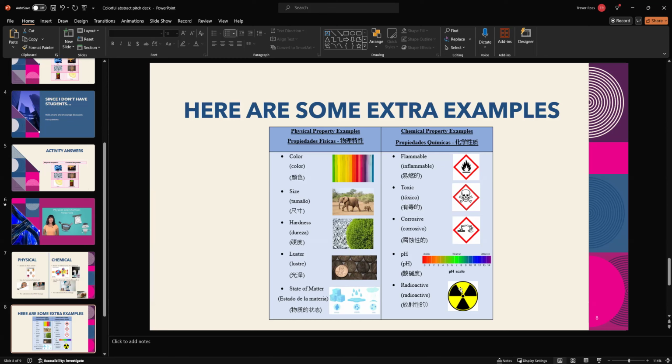Does it let off radiation? Is it dangerous to be around? That is an example of a chemical property. So you'll have all those sheets to remember and to reference if you need.